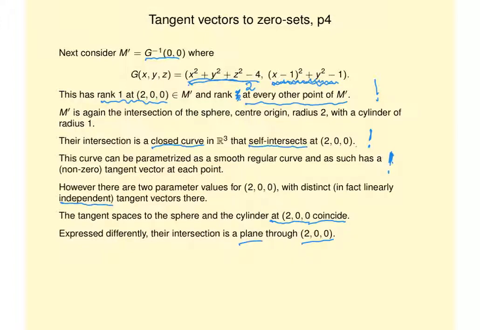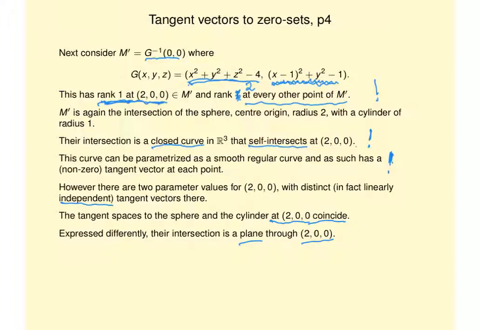And of course, we're going from R3 to R2. What we hope for with a zero set is something that's one-dimensional, in other words, a curve. And a curve will have tangent spaces that are simply one-dimensional. But at (2, 0, 0), this example gives trouble. And of course, the problem is that the rank there is not maximal. It has rank 0. I beg your pardon. It has rank 1 at (2, 0, 0).